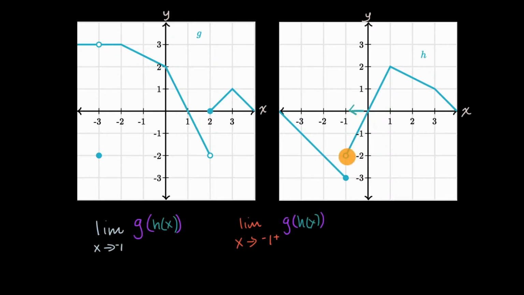h is approaching negative 2. Another way to think about it is, this is going to be equal to the limit as h of x approaches negative 2. And what direction is it approaching negative 2 from? Well, h of x is decreasing down to negative 2 as x approaches negative 1 from the right. So it's approaching from values larger than negative 2 of g of h of x.